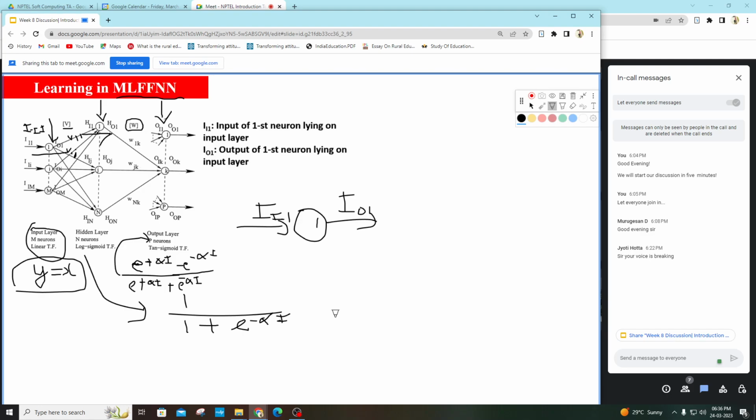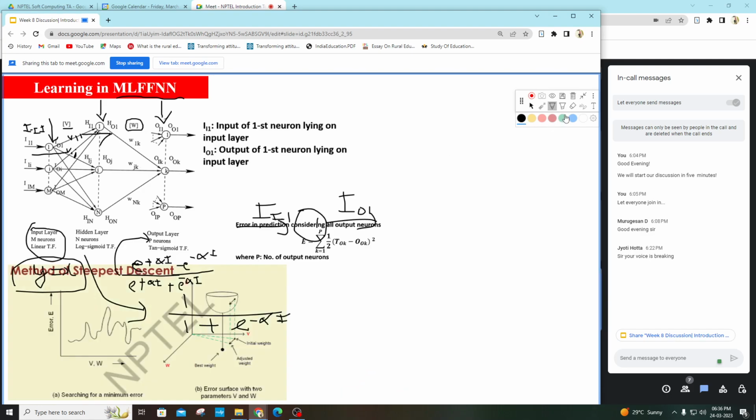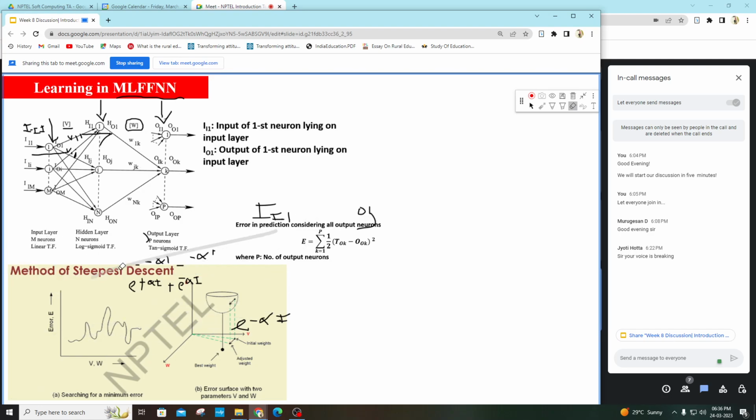Yes, sir. Okay, so up to this is clear. So you basically learn this. Now what we are interested in is how this multi-layer feed forward network is learning. So how is it learning? It is basically learning by a method called steepest descent method. Steepest descent means we will be calculating the gradient and we will try to find a gradient at which the minimum error will come.